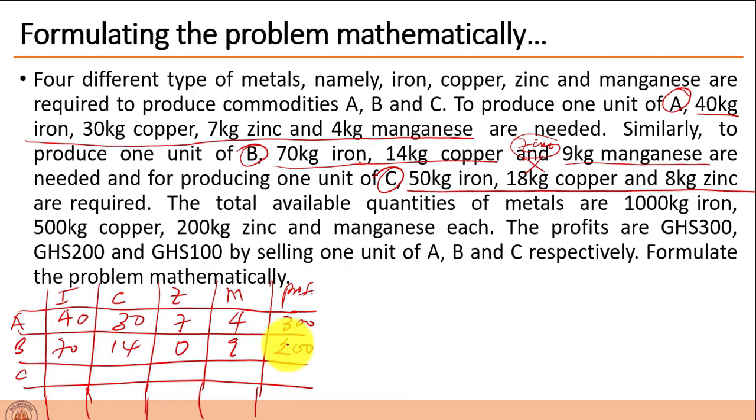Product C would require the mixing of 550 kilograms of the iron, 18 kilograms of the copper, and 8 kilograms of the zinc. So here, no manganese, I put 0 there, and I get a profit of 100 Ghana cedis. Now, what are the constraints? What is the available iron that we have? We have just 1,000 kilograms. 1,000 here.